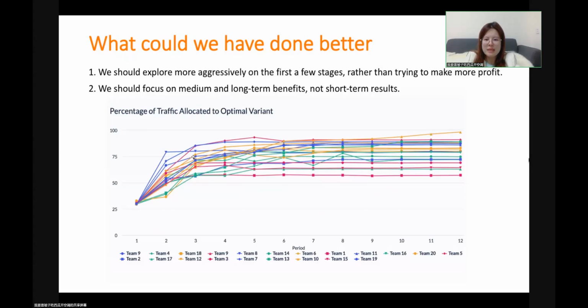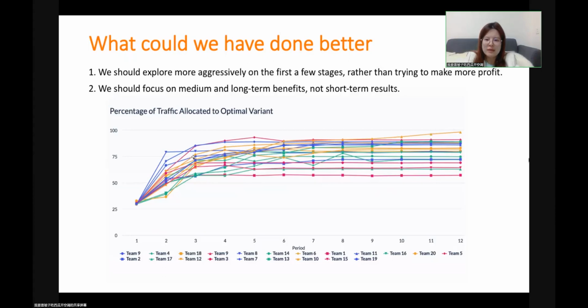Maybe this dramatic change will help us to determine which factors are truly important. And also, we should focus on medium and long-term benefits, not short-term benefits. We were in a way too greedy because we wanted to make money throughout all the rounds. So in the first several rounds, it did hold us back a little.